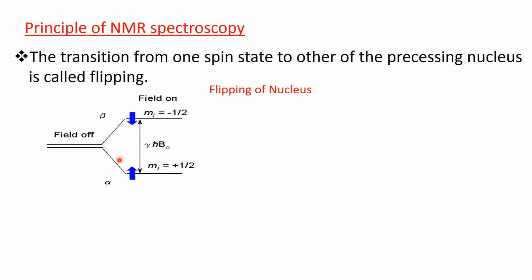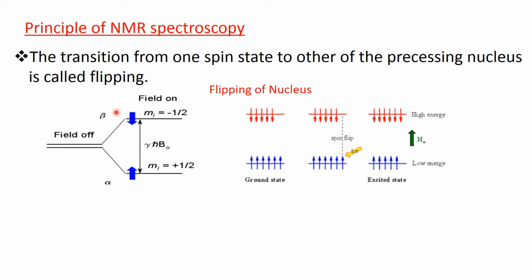Now we'll see. So this is the alpha state, and the nucleus is here. By absorbing the radiation, when it goes to the beta state, that is the flipping. Now see, this is the ground state population in the lower energy state and higher energy state. By absorbing the radiation, which radiation I will tell you now, this nucleus is flipping from alpha state to beta state. That means now the population in the higher energy level is more than the lower energy level in the excited state. So this is the flipping.